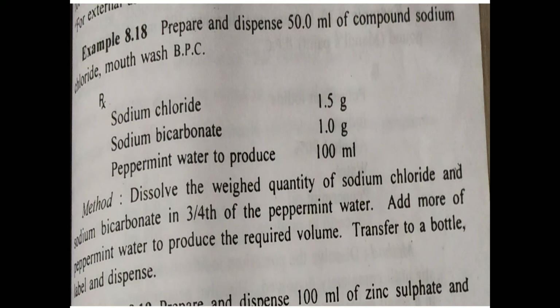The procedure involved in preparation of compound sodium chloride mouthwash is to dissolve 1.5 grams of sodium chloride and 1 gram of sodium bicarbonate in 75 ml of peppermint water. Add more peppermint water to produce the required volume. The preparation can be transferred into a bottle, labeled and dispensed. This is the procedure for preparation of compound sodium chloride mouthwash as per the British Pharmaceutical Codex.